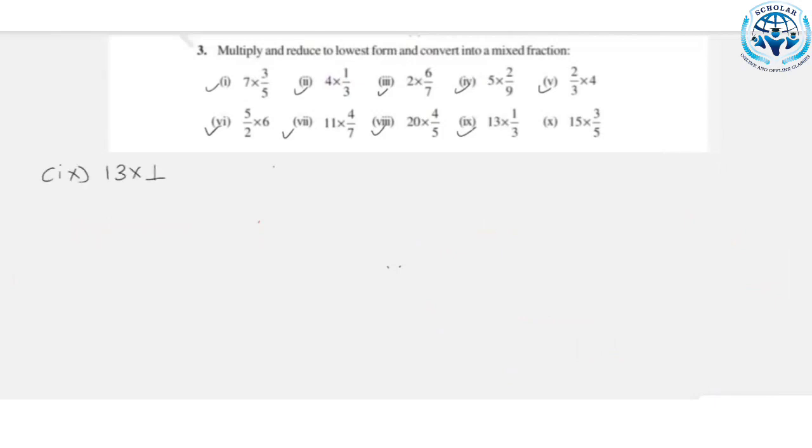Now the ninth one, 13 into 1 by 3. 13 1s are 13, 13 by 3. It is already in the lowest form. So we will divide and convert it into mixed fraction, 4 1 by 3.